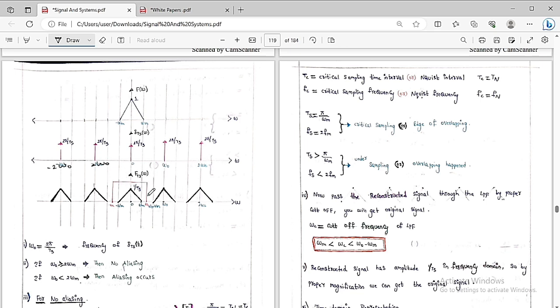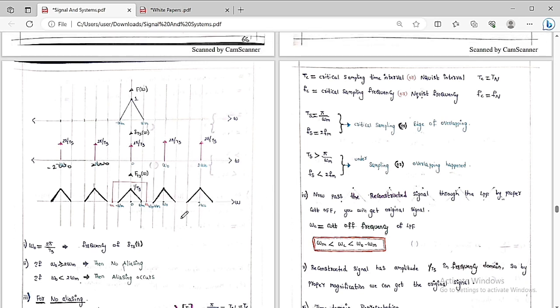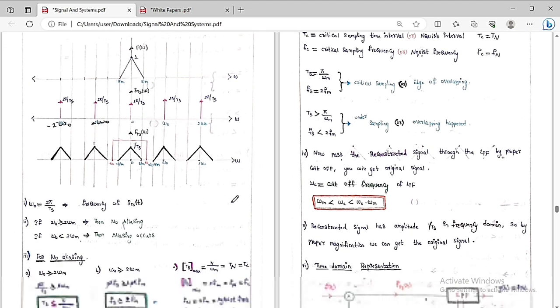And then I am going to keep a low pass filter here. So the maximum signal frequency is omega m, then minus omega m. It will become omega naught plus omega m, then omega naught minus omega m. So this is for the low pass filter, this is the cutoff frequency omega c. I have already told you the conditions for overlapping and non-overlapping.